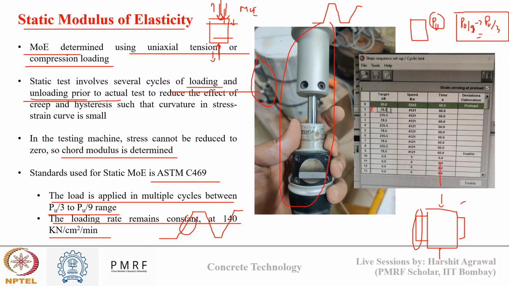So this is my pu by 9, and this is my pu by 3. From pu by 9 I am going to pu by 3, then again I am reducing to pu by 9, then again going to pu by 3, and so on. I have applied 4 cycles of loading and unloading between pu by 9 and pu by 3. The loading rate is fixed for all the cycles, and I'm retaining each load for 60 seconds before increasing or decreasing the load. This is the profile that we have defined following the ASTM C469 guideline.